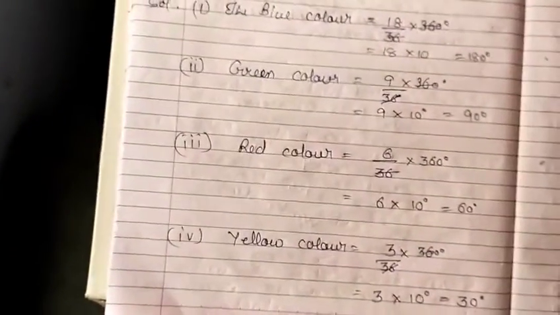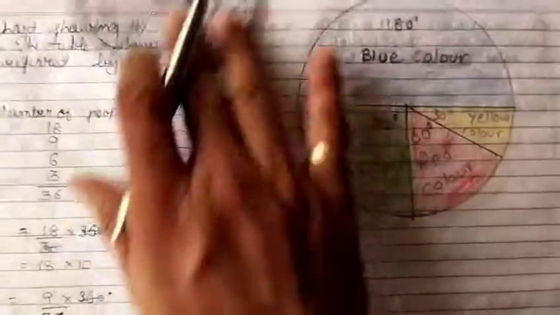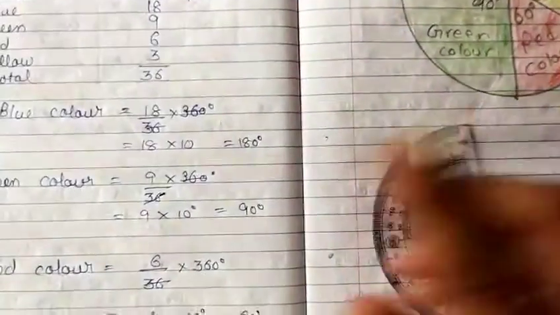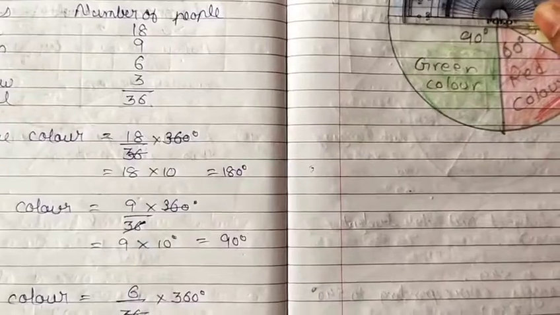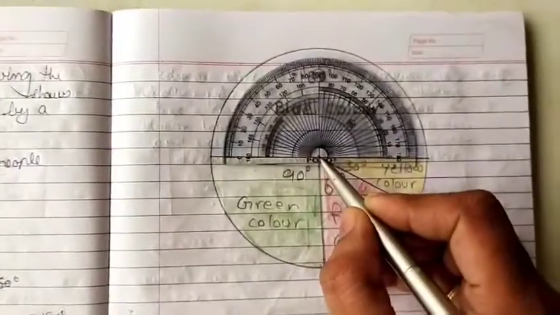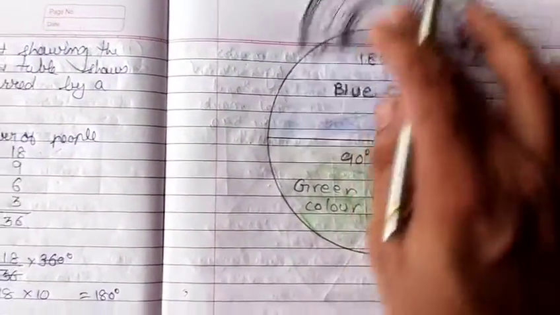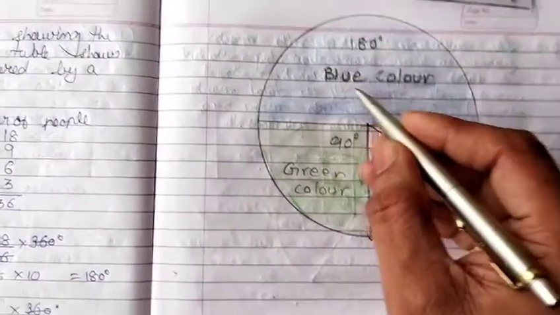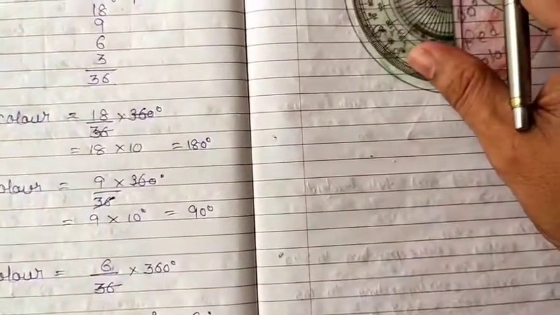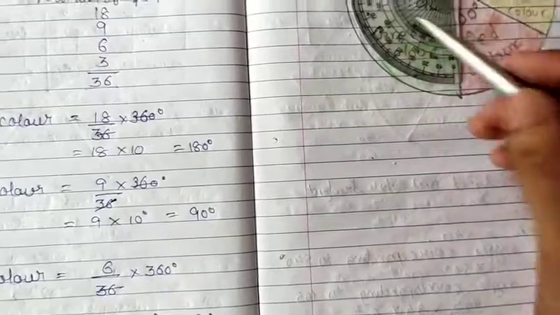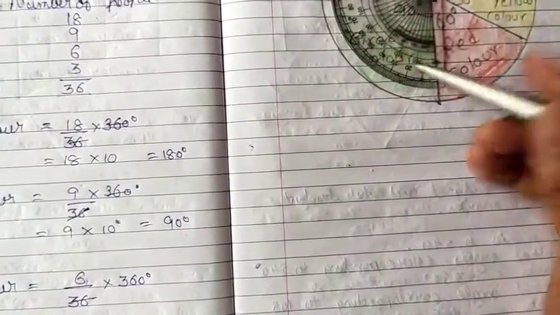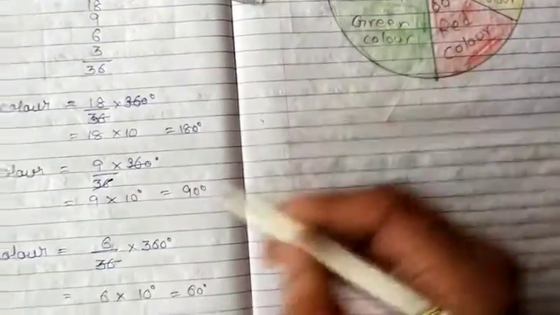Now the first one is 180 degrees. First you need to draw a circle like this, then construct 180 degrees. 180 degrees means a straight angle. So very simple, just put it in the center and draw one straight line, and you will get 180 degrees. Name it blue color. Then 90 degrees. Place your protractor like this and get a straight line at 90 degrees over here. Name it 90 degrees, green color.